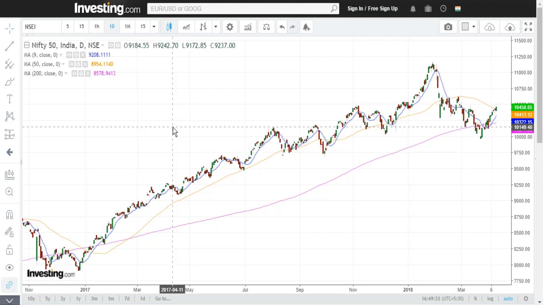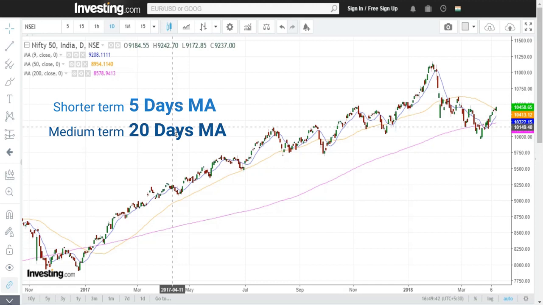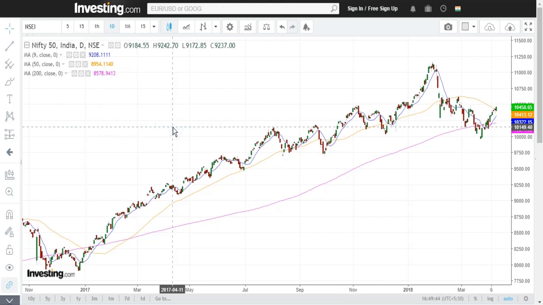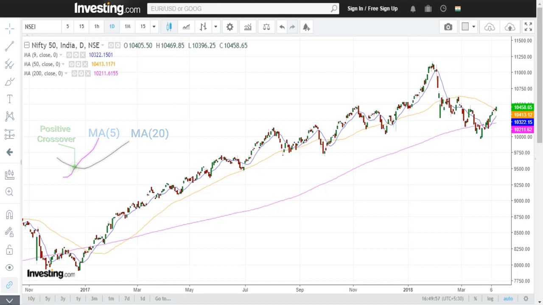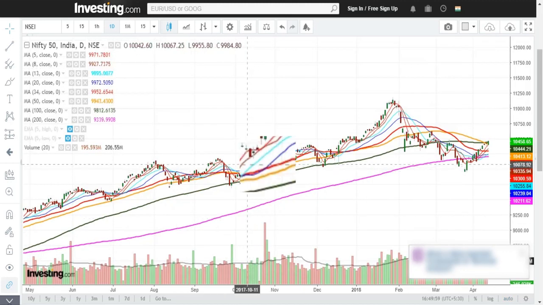So if we are looking at a 5-period moving average, it will follow the price more sensitively than a 20-period moving average. So if we see that the medium or longer term moving averages are already slanting or sloping upward, and we see a positive crossover, like the shorter term 5 period moving average going above the 20 period, then this is called a positive crossover.